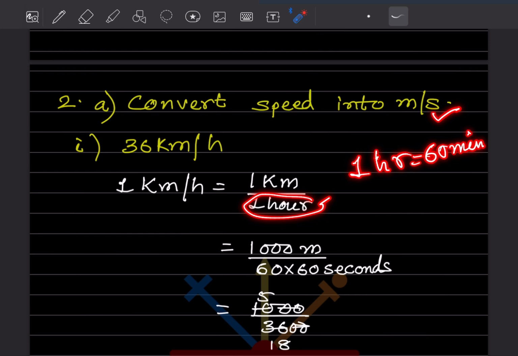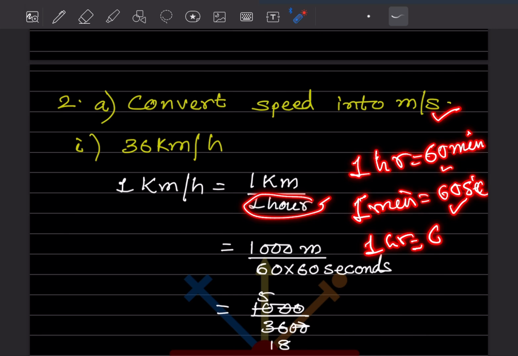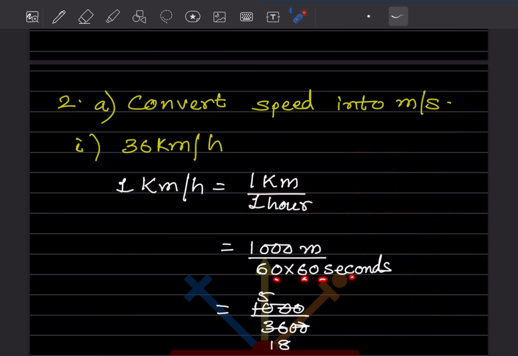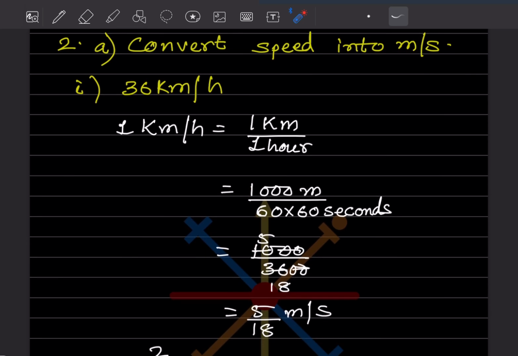Now again, 1 minute is 60 seconds. So 1 hour is going to be how much? This 60 and this 60, that will be 60 into 60, that is going to be 3,600 seconds. So hope you got this one. So we'll write here 60 into 60, that will be 3,600 seconds, and this will be as it is. So now what will you do here? We get here, this 2 goes out, 2 5s and 2 18s, that will be 5 by 18.